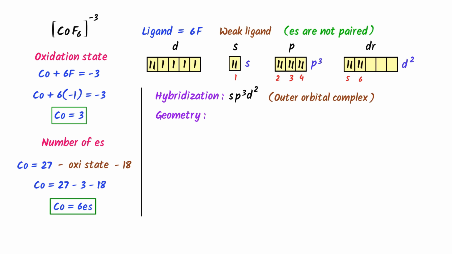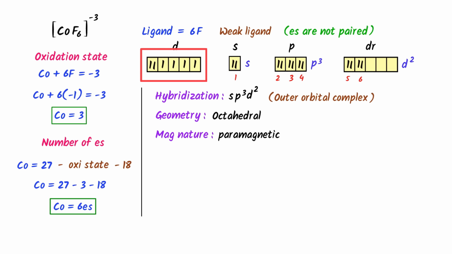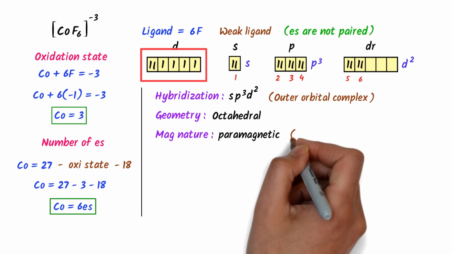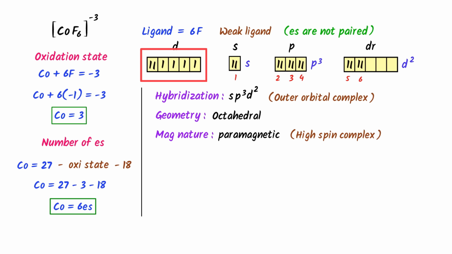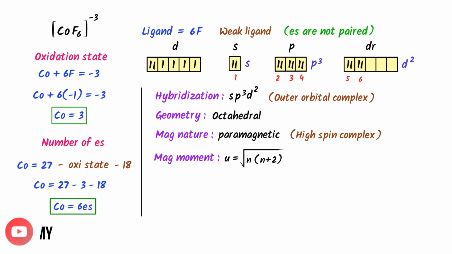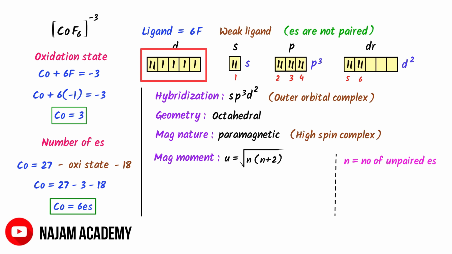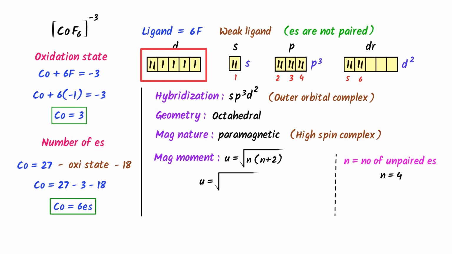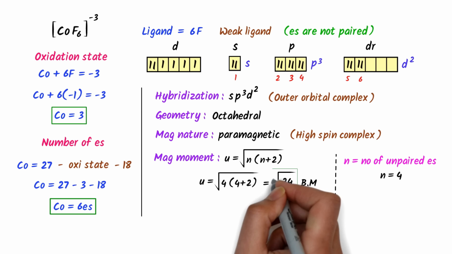Secondly, the geometry of this compound is octahedral. Thirdly, the magnetic nature of this compound is paramagnetic because there are unpaired electrons. Also, it is a high spin complex due to unpaired electrons. Fourthly, the magnetic moment of this compound is mu equals under root n into n plus 2. Here, there are 4 unpaired electrons, so n equals 4. I write mu equals under root 4 into 4 plus 2, which is equal to under root 24 BM.